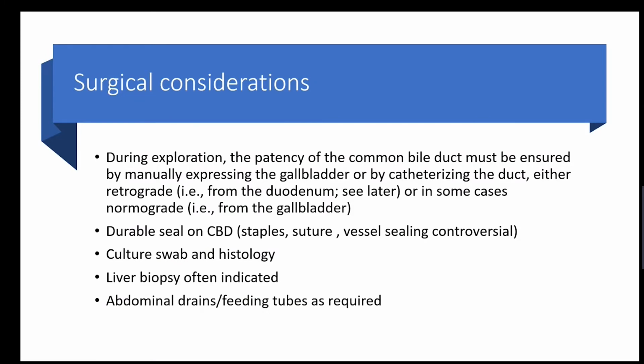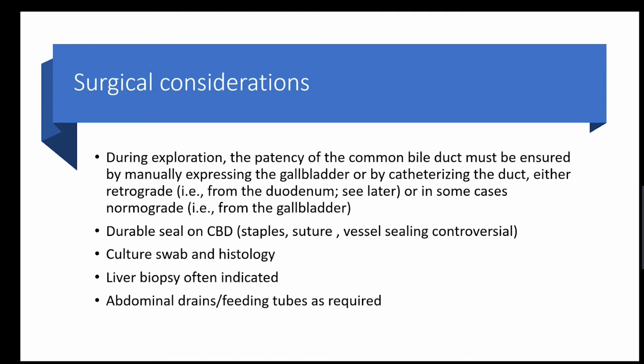So things to consider in surgery, as we talked about, we have to ensure that the patency of the common bile duct is intact before we can remove the gallbladder. We also want to make sure that we have a durable seal on the common bile duct. So vessel sealing devices are commonly used, but very controversial.